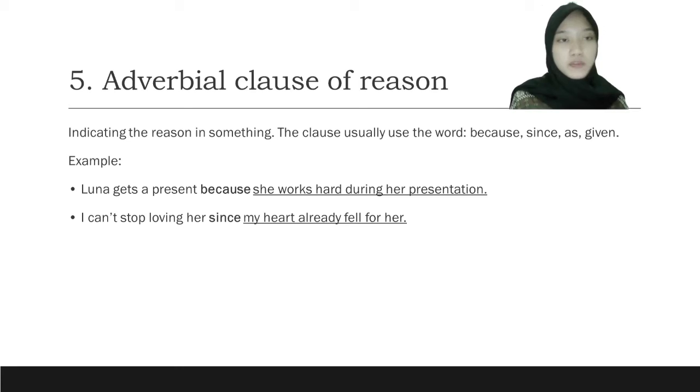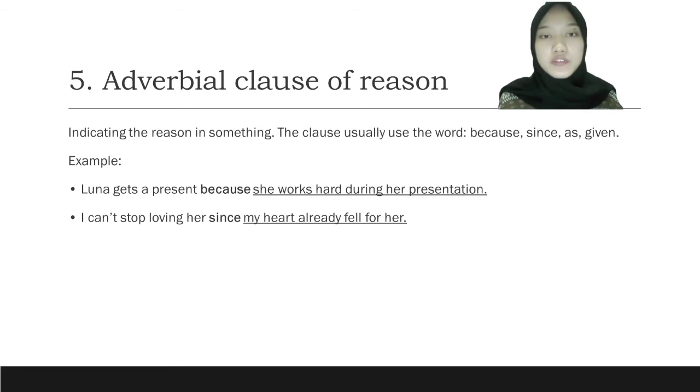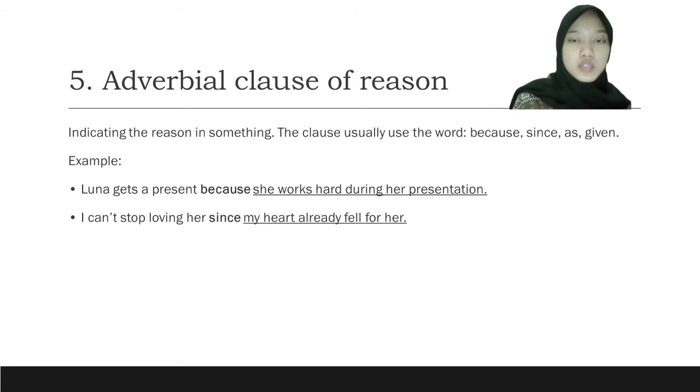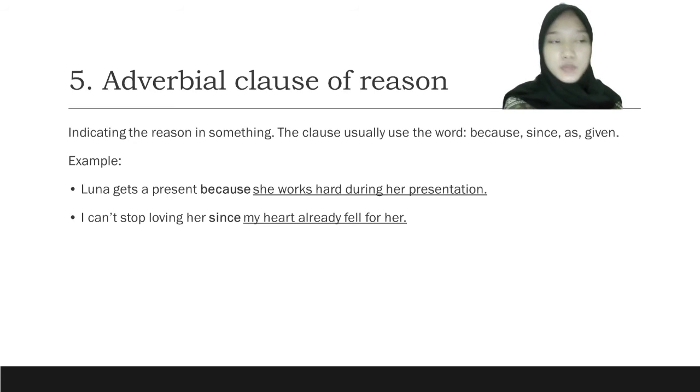And now number 5 is adverbial clause of reason. The function of this clause is indicating the reason for something. So it explains why something happens. The words usually used in this clause are because, since, as, and given. For example, Luna gets a present because she worked hard during her presentation. I can't stop loving her since my heart already fell for her.